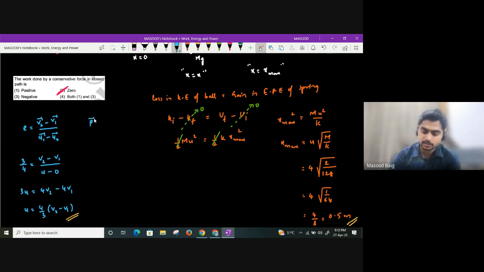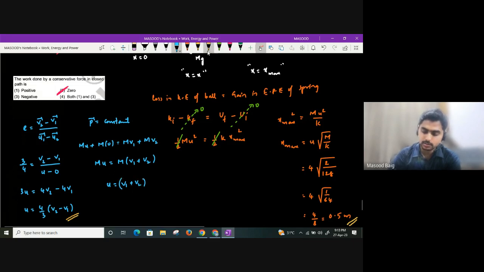We can conserve the momentum, guys. Yes or no? Initially, both are identical masses. So I can write m into u plus m into 0 will be equal to m into v1 plus m into v2. So I can write m into u will be m into (v1 plus v2). So I get the u value as v1 plus v2, guys.